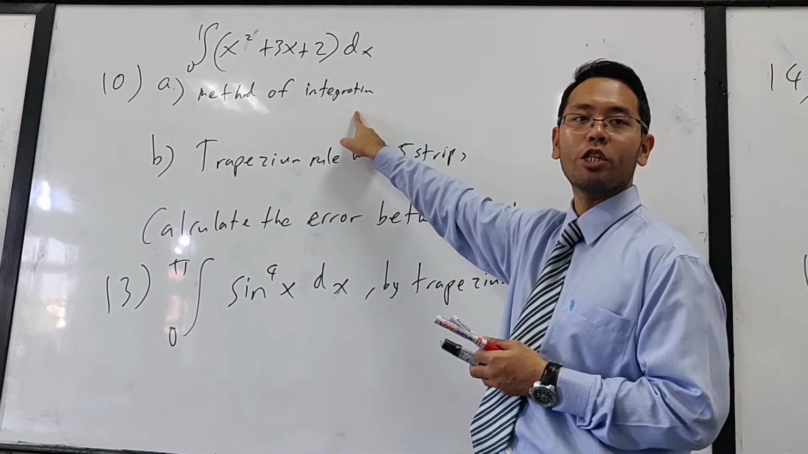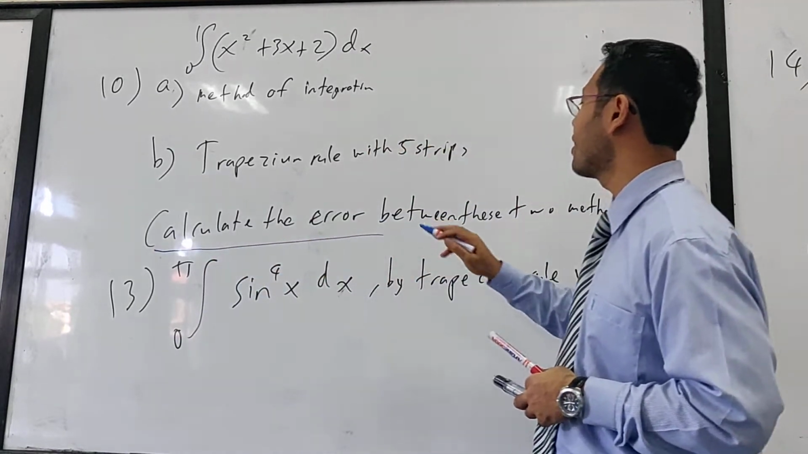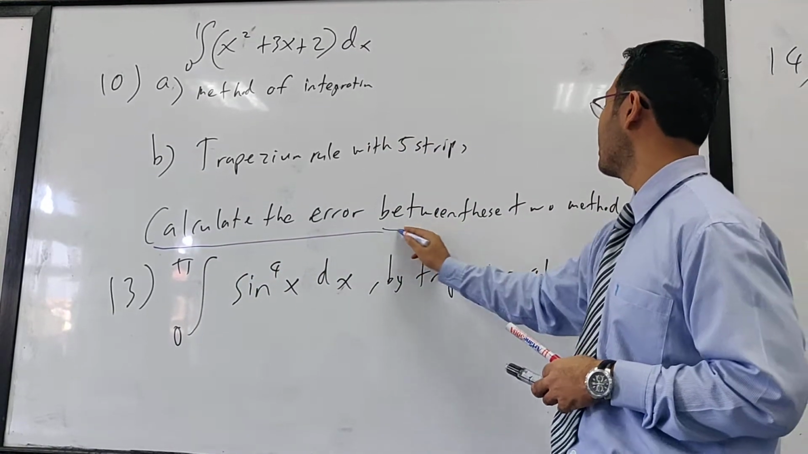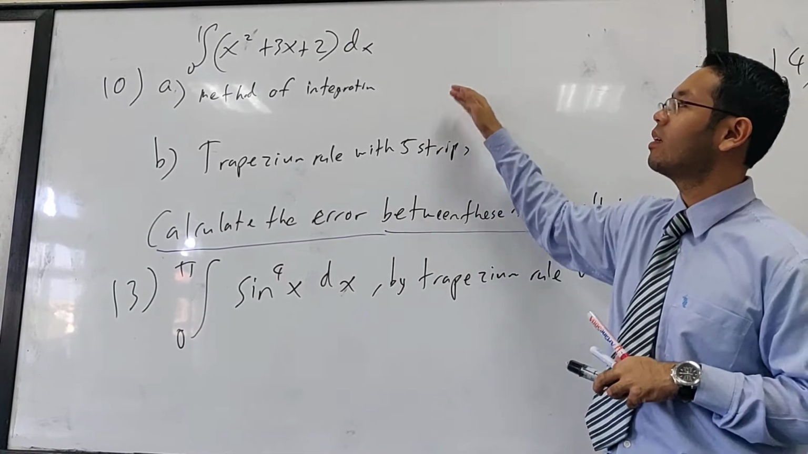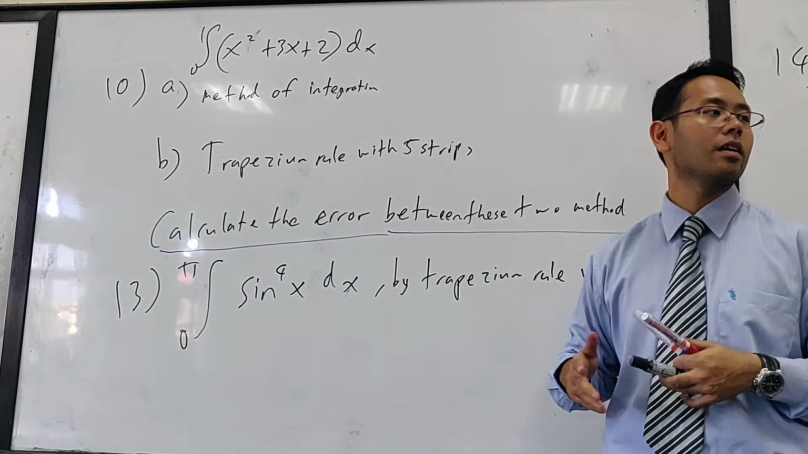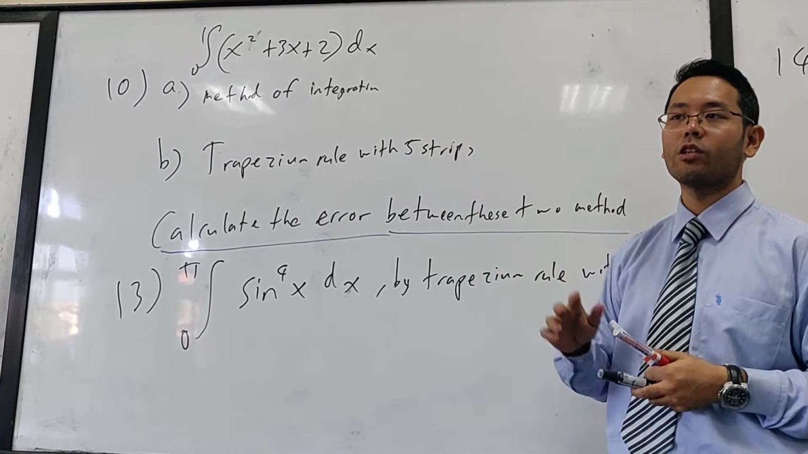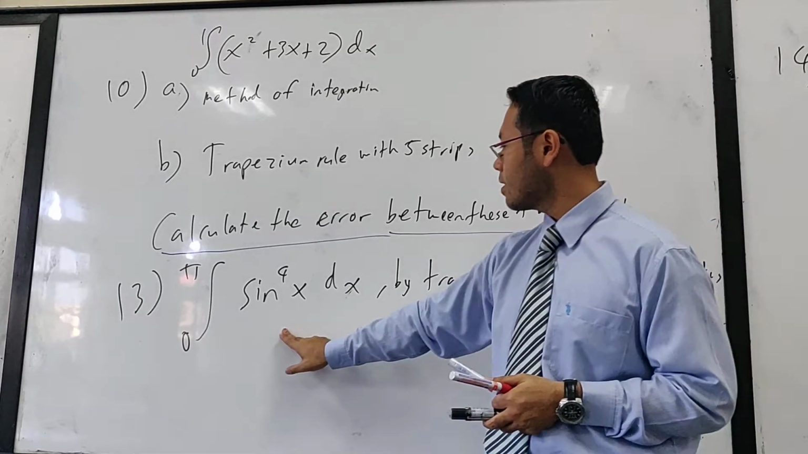This one is normal integration. But the problem comes with this part. Calculate the errors between these two methods. Basically it's saying A minus B or B minus A. You want to see how much the difference of these two methods is. It's going to be very small. Right? Next question is this one.